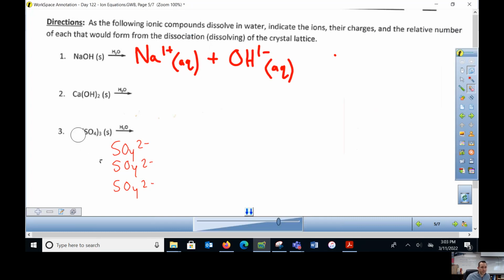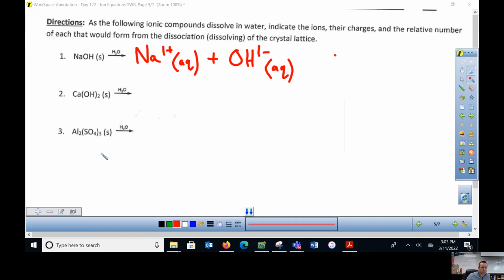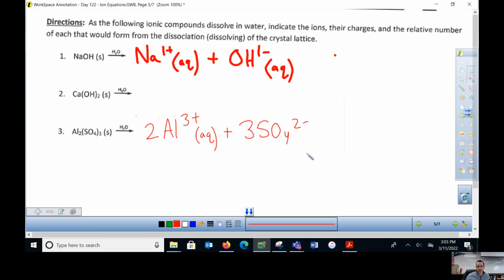So I'm going to erase this. And how do we show that? If we have aluminum sulfate and we dissolve it in water, then we will get 2 aluminum ions, each one being a +3. And then we're going to get 3 of the sulfate ions. Each one is a -2 charge. So that's what we would get. 2 of this and 3 of that adds up to 5 ions, which is the 5 ions there.